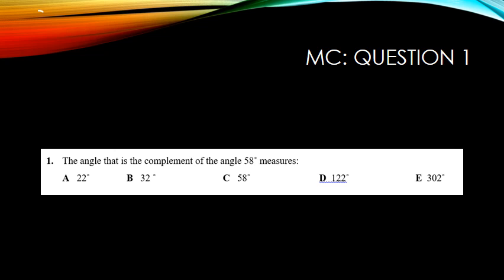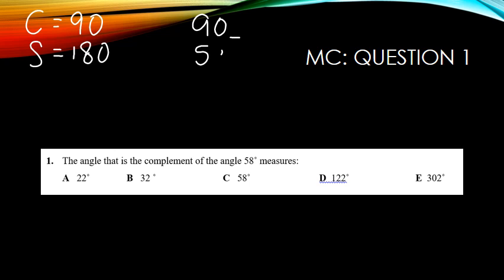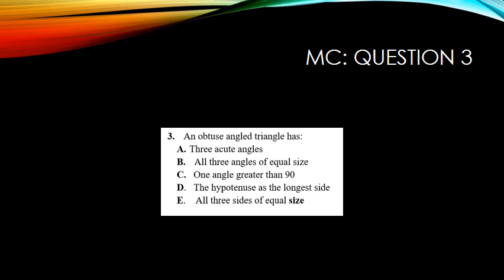Okay, so complementary angles add up to 90 degrees. Supplementary angles add up to 180. Now I remember this because C comes first in the alphabet, which means it's smaller. S comes second, so it's the larger of the two. So to find the complementary angle, we do 90 minus 58, and that should give us 32. So our answer is B.